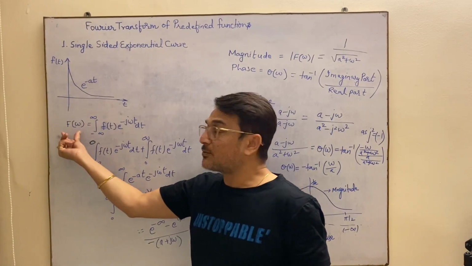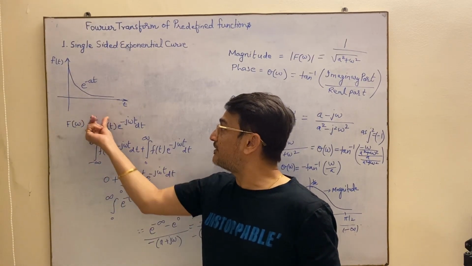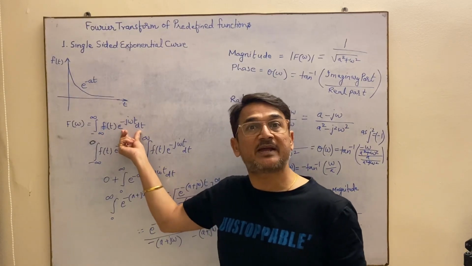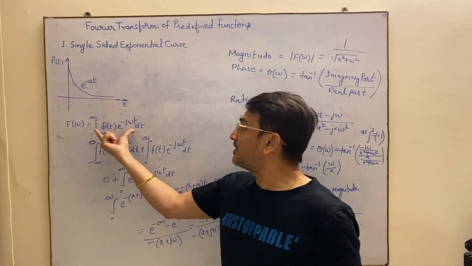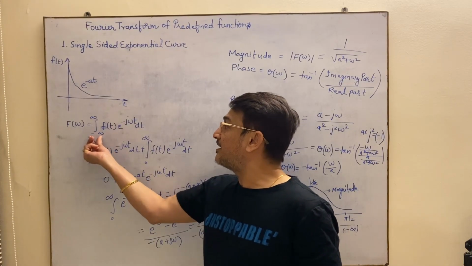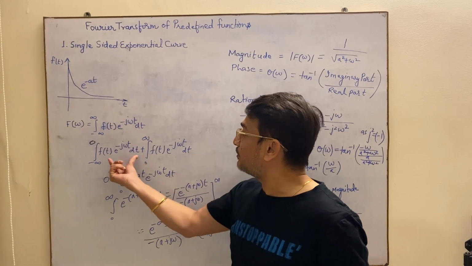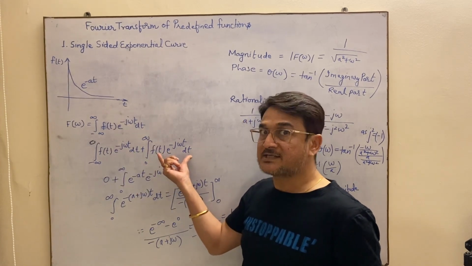So the formula for Fourier transform, you know that F of omega is equal to the integral from minus infinity to infinity of f(t) e raised to the power minus j omega t dt. Now this formula can be divided into two parts. The limit can be divided into minus infinity to 0 and 0 to infinity. The rest of the formula will remain the same.